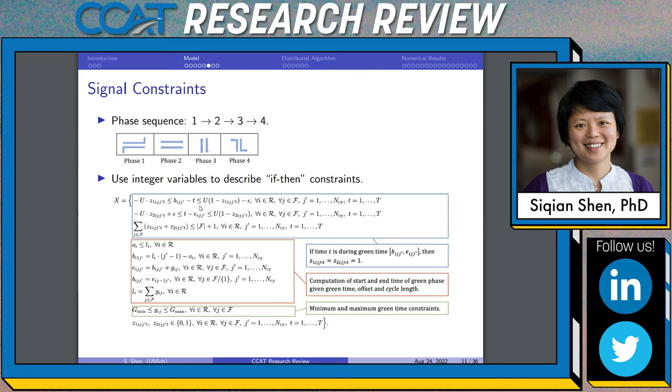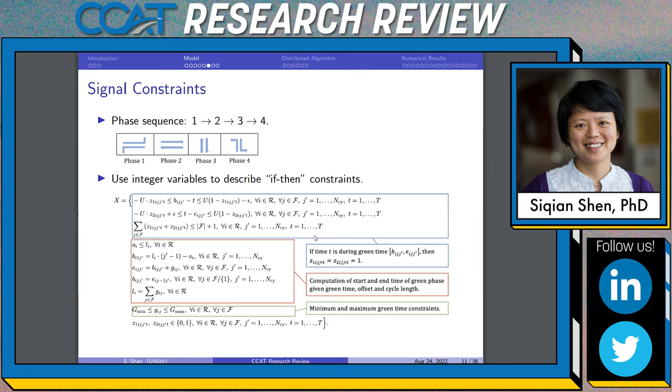So basically this constraint tells you that if your T is within this beginning and end time, which means that you're currently at a green time right now because you have the beginning B and ending E, then your Z1 will be equal to one, Z2 will be equal to one, okay? And of course, each T can be within the green phase you have or not. And then this constraint will tell you the right relationship between the B and E as well as the Z variables, okay?